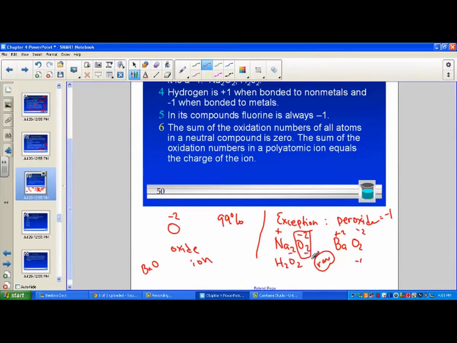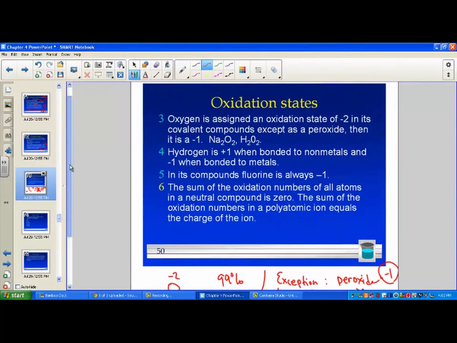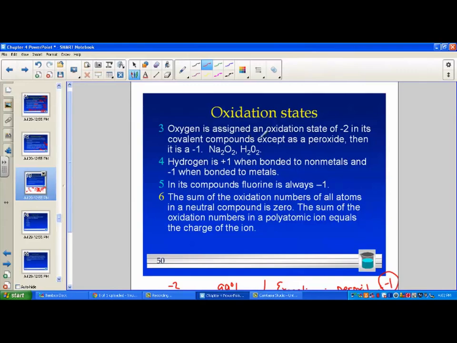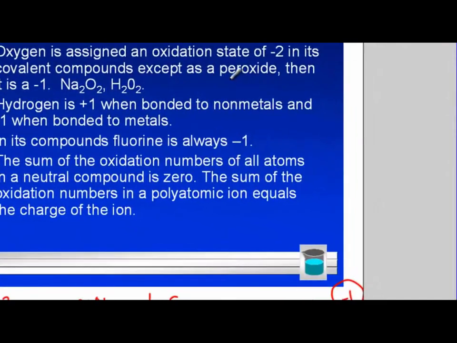Peroxides, you're going to notice that it just looks odd to you. Why don't we reduce this down? Well, peroxide itself is O2 carrying a -2 charge. So therefore the single atom of oxygen in a peroxide carries a -1 overall. Rule 3, so important. 99% of the time oxygen is a -2. Once in a great blue moon, we have a peroxide: sodium peroxide, hydrogen peroxide, barium peroxide, and so forth.